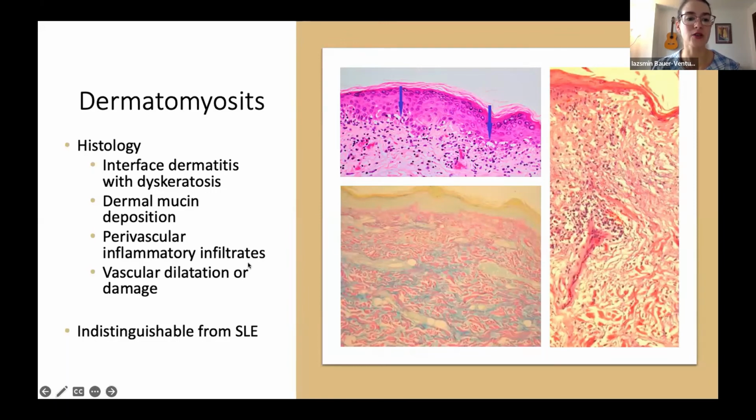And these patients may also have perivascular inflammation and the destruction of the small vessels. These findings are indistinguishable from the ones we see in systemic lupus erythematosus, and the clinical manifestations and antibodies will help you define which disease you're dealing with.